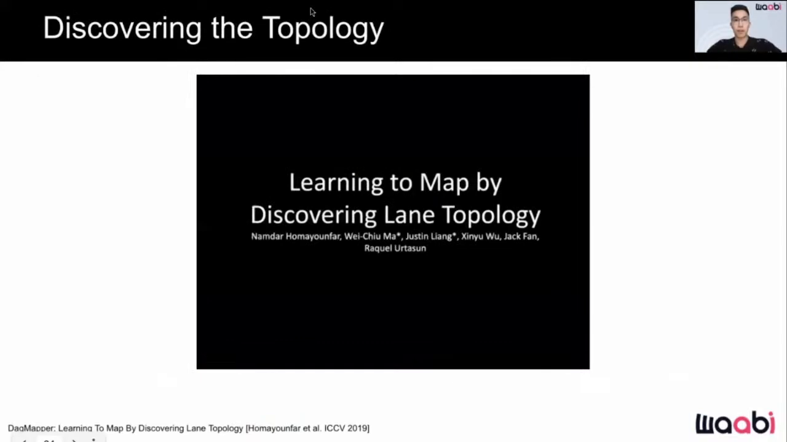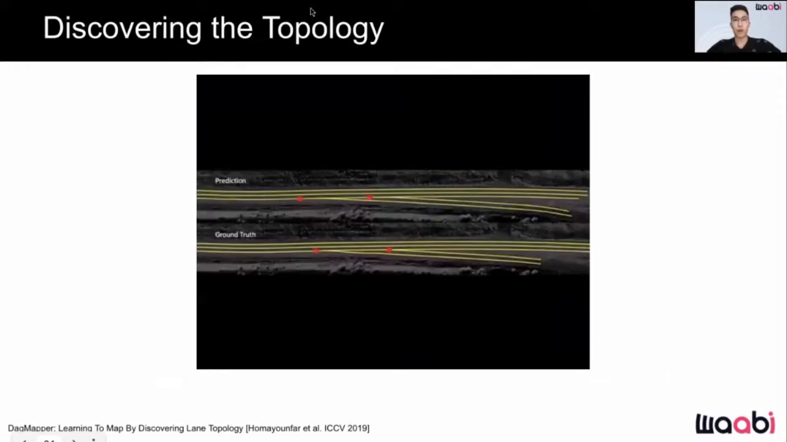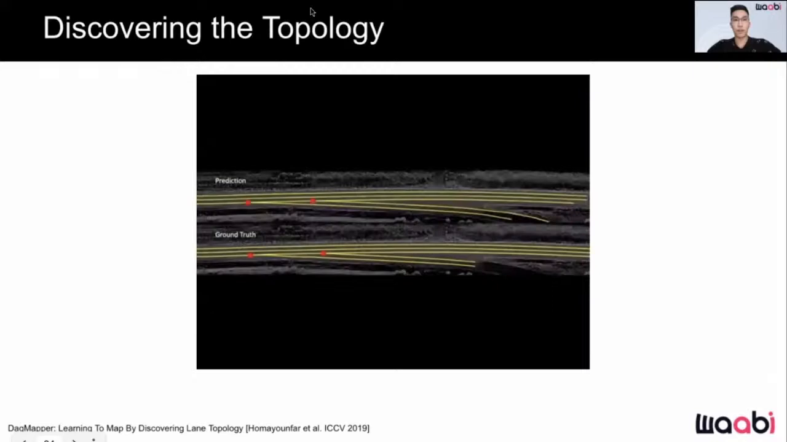Finally, we show the output of our model on long stretches of the highway. You can see how well we produce complex lane topologies.